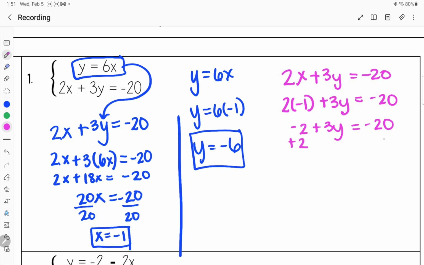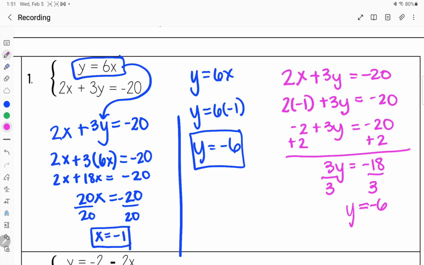I'm going to add 2 to both sides because I'm trying to solve for y, leaving me with 3y equals -18. I need y all by itself, leaving me with y equals -6. So you could see I got that y is -6 in either equation. That's why it doesn't matter where you replace it.